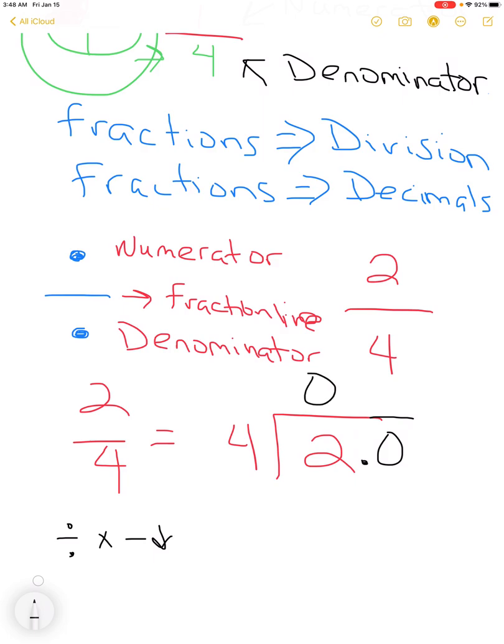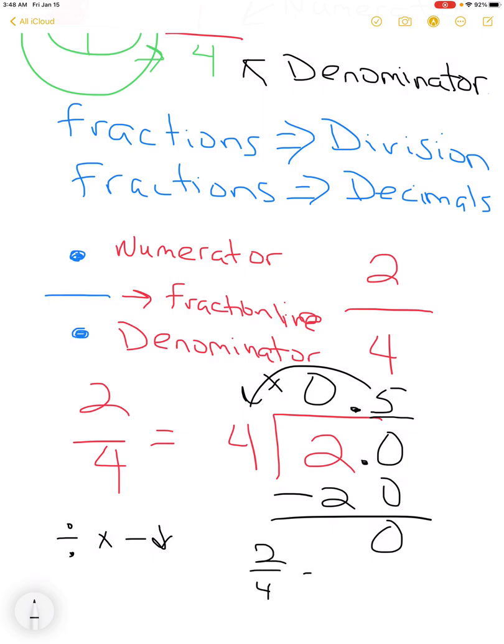4 divides into 2 zero times. Now, if you get 0 for the first division attempt, you get to go to the first 2 numbers. Now we can use 20. 4 divides into 20. I'm sorry, I didn't move my decimal up. 4 divides into 20 5 times. 5 times 4 equals 20. And when we go down here, we subtract. 20 minus 20 equals 0. So the answer, 2/4 equals 0.5.